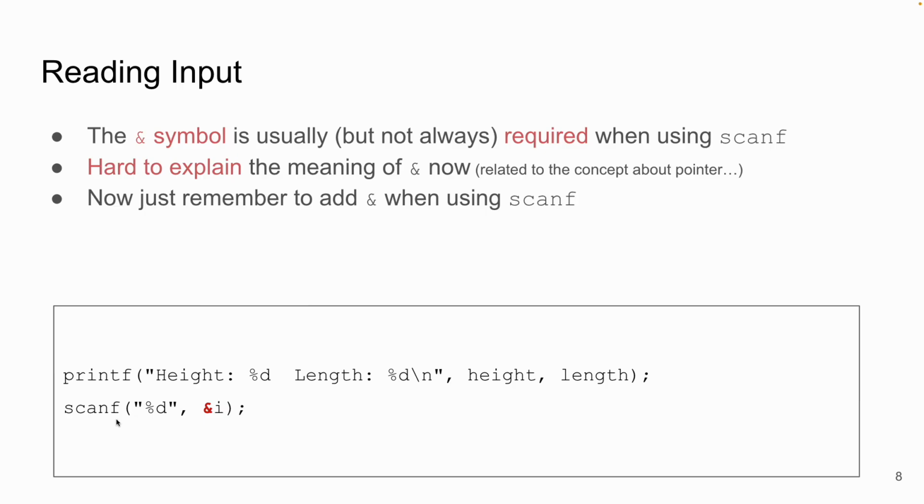But the pointers, we will introduce at around the end of this semester. So if I introduce the pointer right now, you guys will want to drop this course. So that is why, for now, please just remember whenever you use scanf, always add this AND symbol in front of the variables. So that's the rule of thumb you all should remember right now. And please don't worry about that. We will clearly explain why in the later weeks.